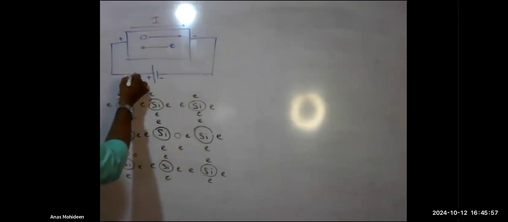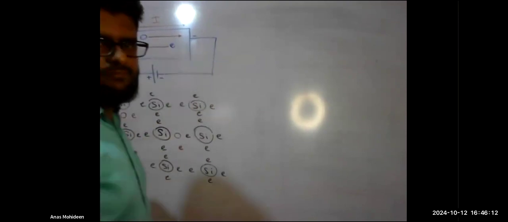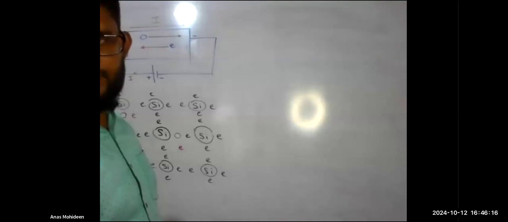This is a positive connection, right? Positive to negative, current flows. And this is one reason why we term the free holes as positive charge carriers, because positive charge carriers are moving from plus to minus. Did you understand that point? Is that point clear?